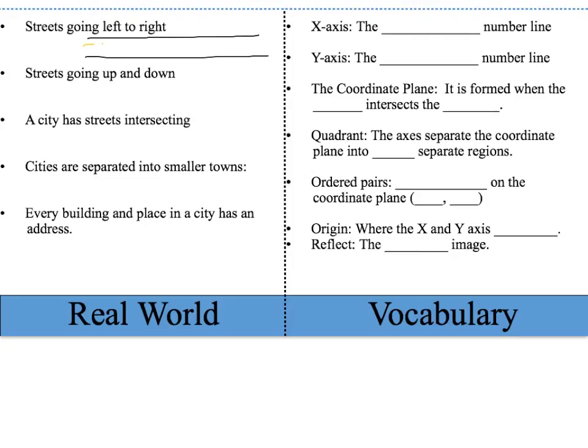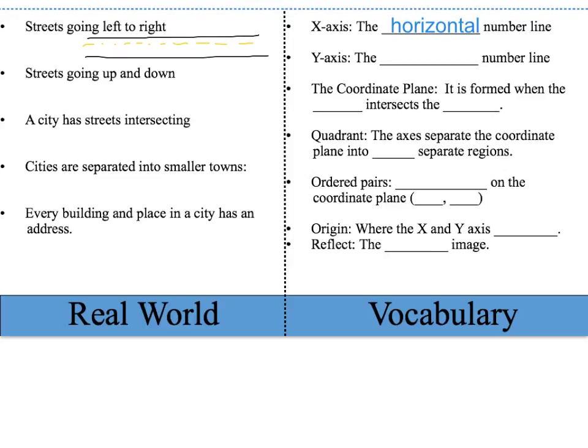So here is the divider down the center. Okay. So let's compare that to our math city now on the right hand side. In a math city, we have something called the x-axis, and that is the horizontal number line. Just like the streets that go left to right, our x-axis is the horizontal number line.